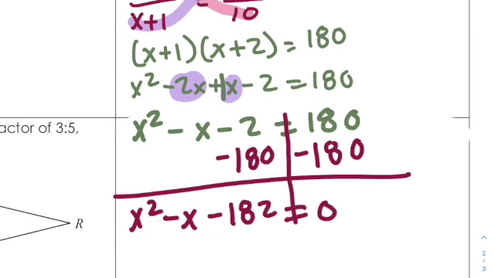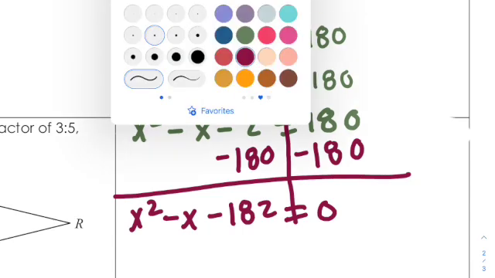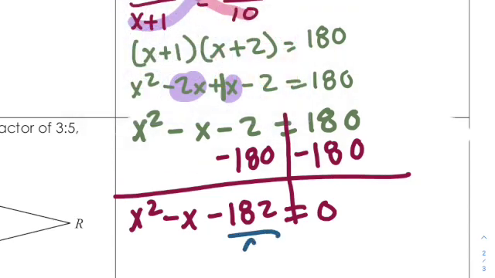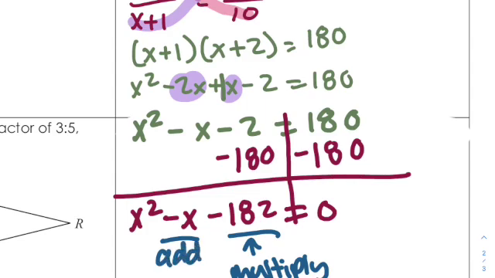And then we got to start thinking about two numbers that multiply to give you a negative 182, but then it's going to have to add to give us a negative 1. Okay, so it's gonna be a lot, right? So it's kind of hard to think of what multiples would be for negative 182. So I'm going to show you a trick.